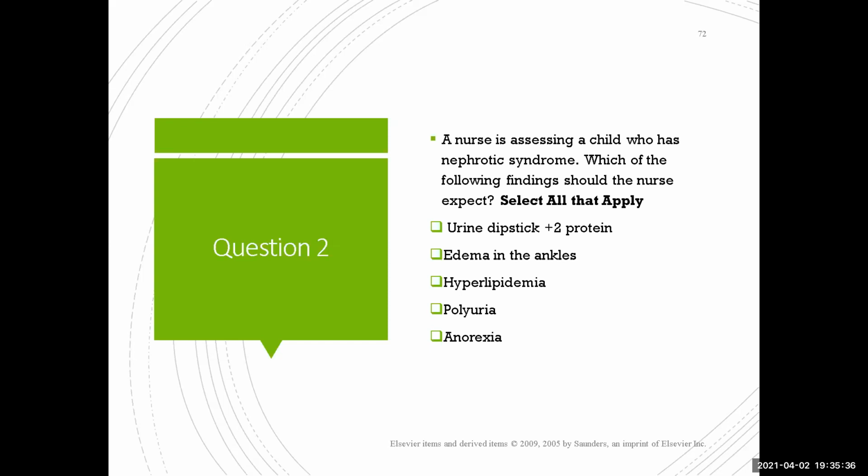Correct. Yes. Because it's actually closer to oliguria, right? Because the fluid, remember, is getting pushed out into the interstitial spaces and not in the blood volume. So you're going to get decreased urine. All right. So all four of those: anorexia, hyperlipidemia, edema in the ankles, and urine dipstick of 2+.